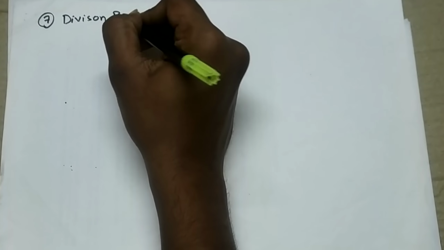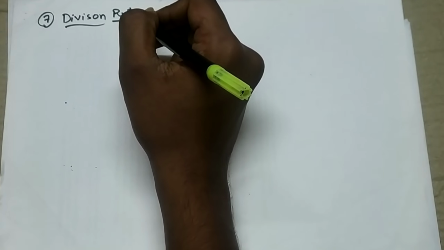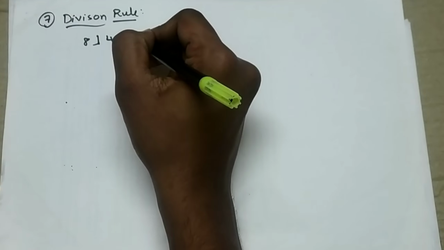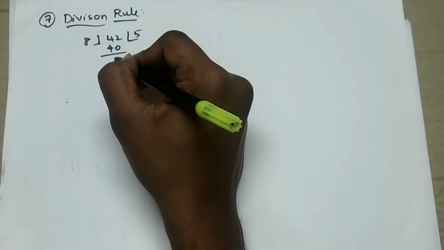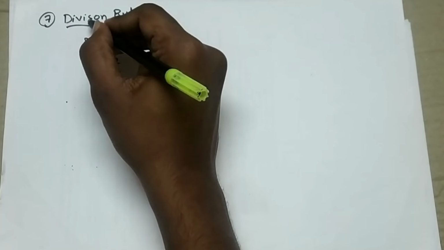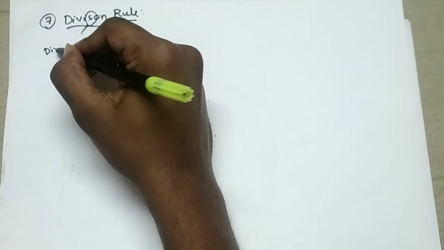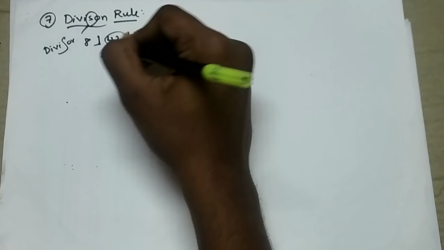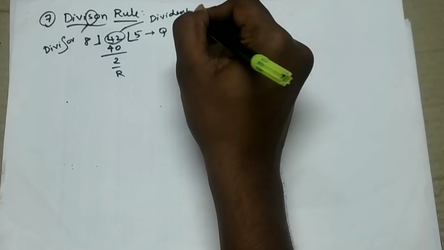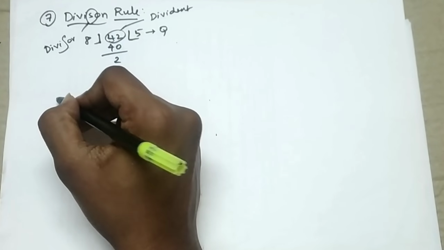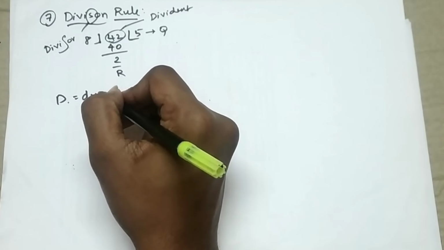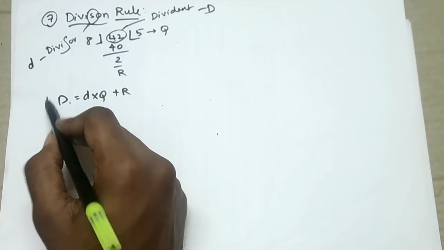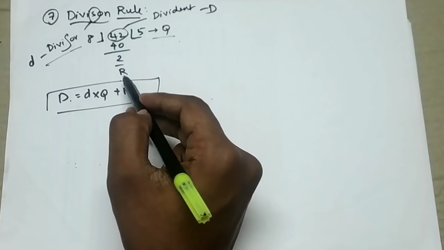Division rule, it's very important to remember because there are many problems. So let us take 8 and 42. So 8 will be the divisor. The left side will be the divisor, the right side will be the quotient, and the bottom is the remainder, and this is called the dividend. The formula for this is D is equal to d into q plus r. The dividend is denoted by capital D and the divisor is denoted by small d.